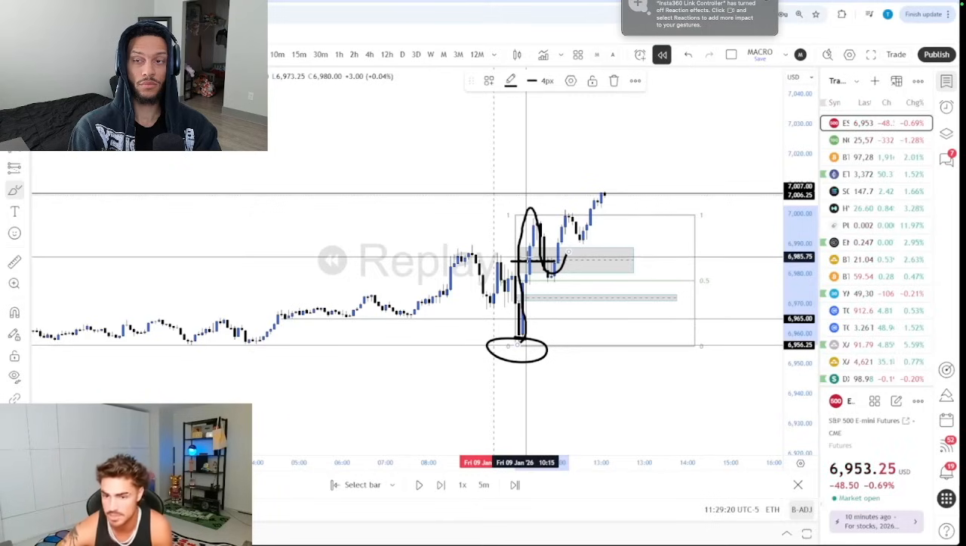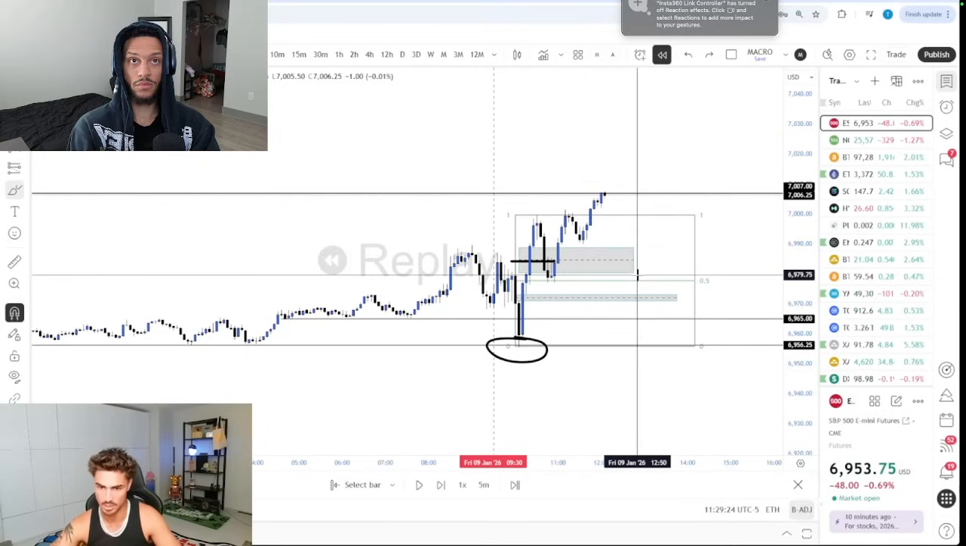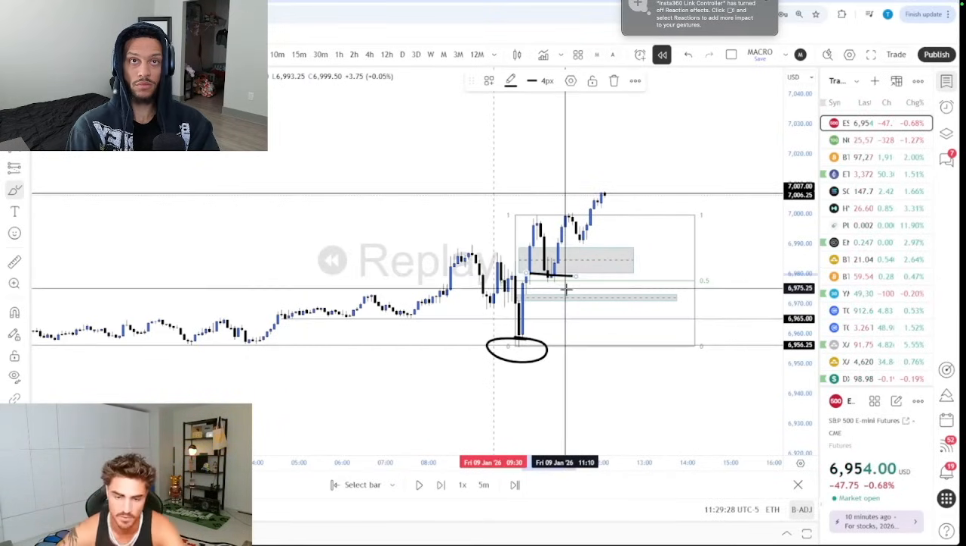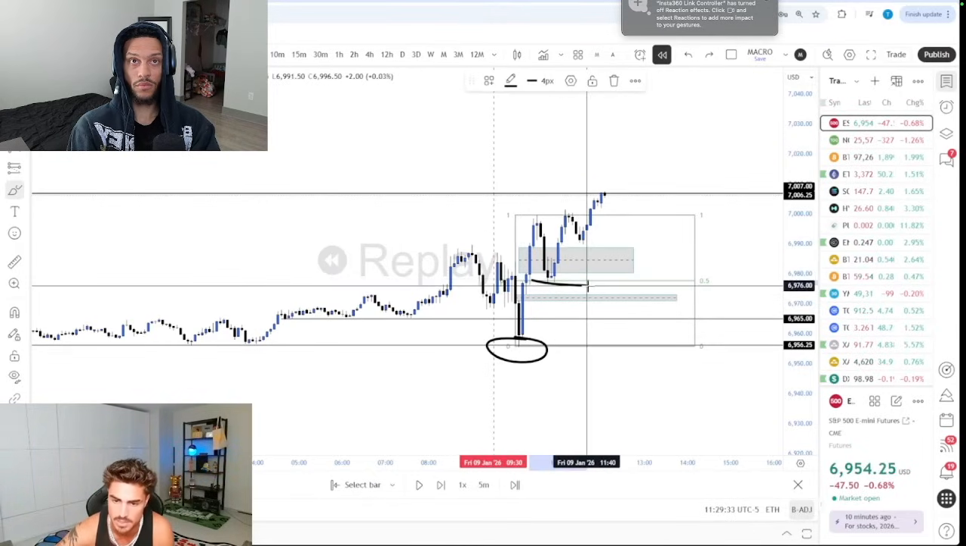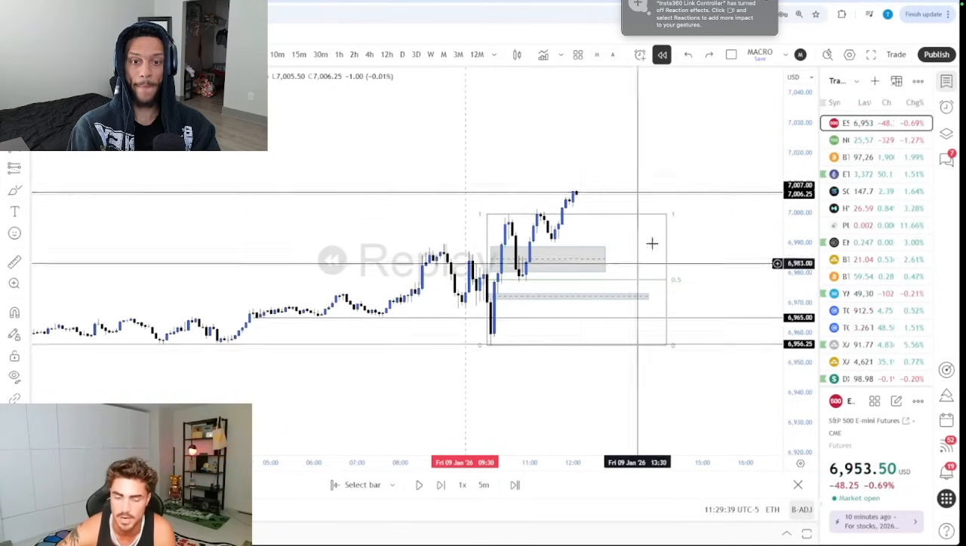So what confluences can we use? We can use our equilibrium confluence. We can use our fair value gap confluence. Awesome. In this case, we end up closing underneath this fair value gap, but that doesn't disqualify this uptrend. Why? Because we still have equilibrium and we still have a fair value gap right here that could have potentially been tapped into for us to be able to push higher.